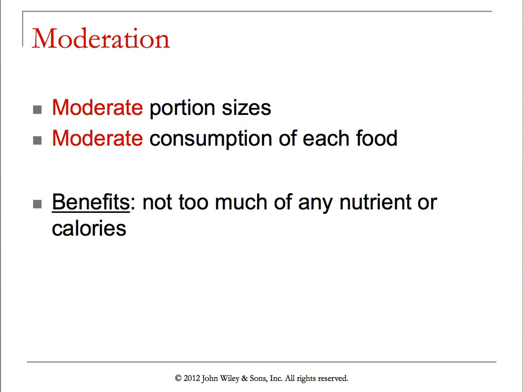And the third component of a healthy diet is moderation. When we talk about moderation, we're talking about it with regard to moderate portion sizes and moderate consumption of each food. The benefits of this include not too much of any one nutrient or too many calories.